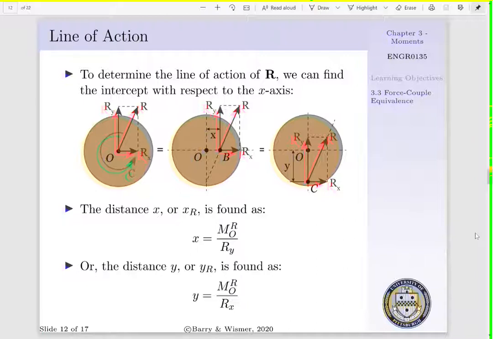Alternatively, we can solve for our y location. That is, if we look to the figure to the right, we will translate R downward along our y-axis, and we see R sub x is acting some distance y about point O, and this will cause our rotation within our system. R sub y is not going to contribute to our moment since it's in line with our axis of rotation. Thus, we could alternatively solve for our y distance as the magnitude of our moment about point O due to our resultant per R sub x. Now note, we can solve for one or the other. We cannot specify both simultaneously.